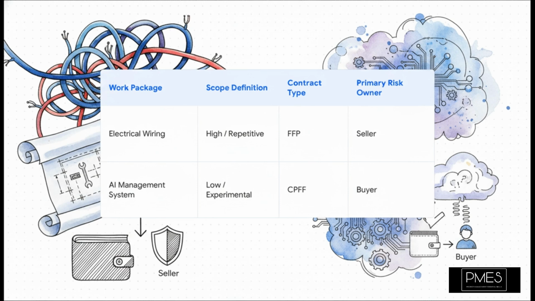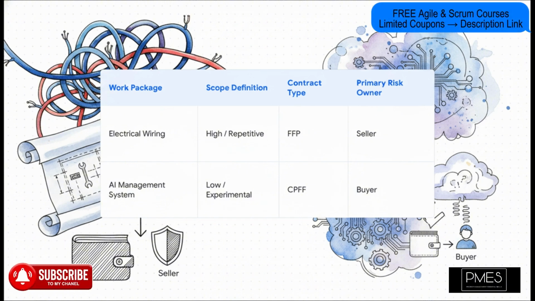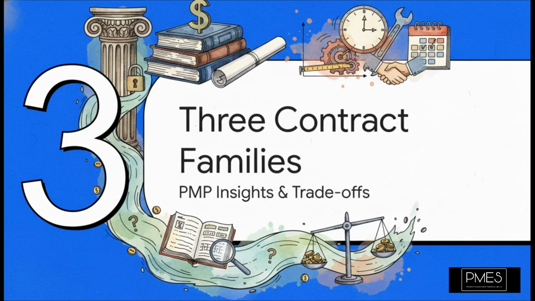Now, contrast that with the experimental AI management system. Honestly, we don't know exactly what it's going to look like in the end. The scope is absolutely going to evolve. So in this case, a cost-plus fixed-fee contract is the smart play. It gives us, the buyer, the flexibility we need, even though it means we're taking on the financial risk. All right, now let's drill down into the three contract families themselves.